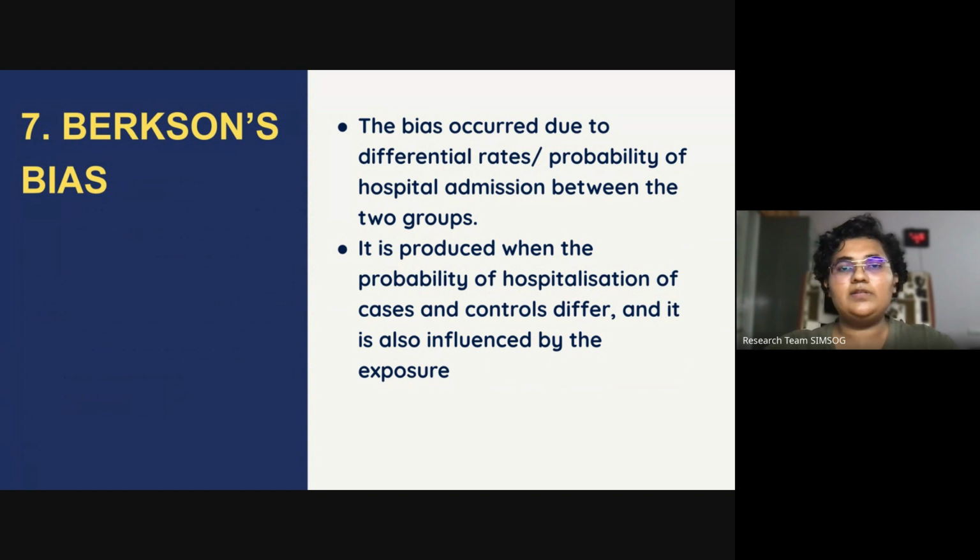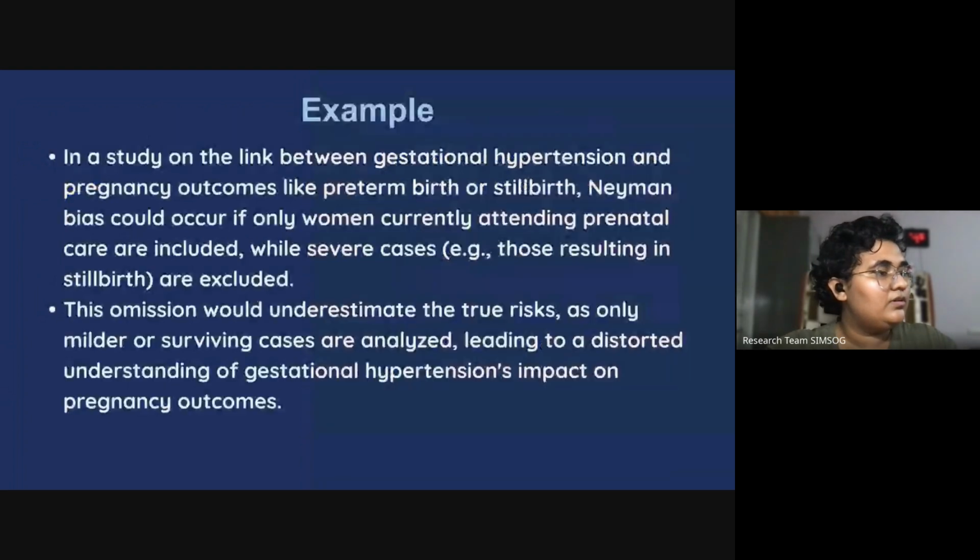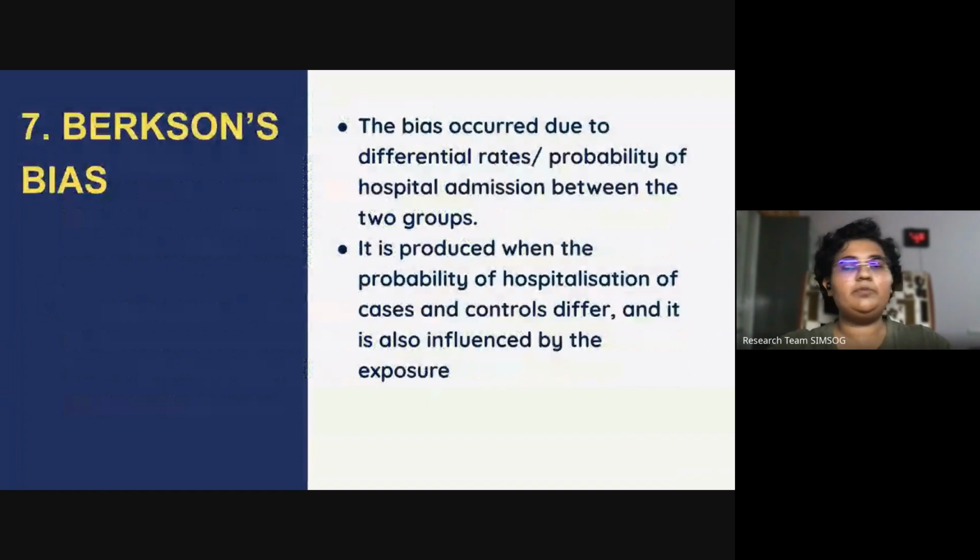Yes, we were talking about Berkson's bias. This bias occurs because of differential rates or probability of hospital admission between two groups. And this is produced when the probability of hospitalization in the case group and the control group differs, and thus it is also influenced by the exposure.